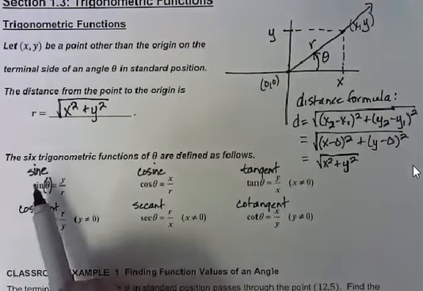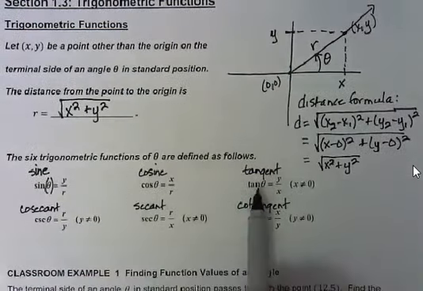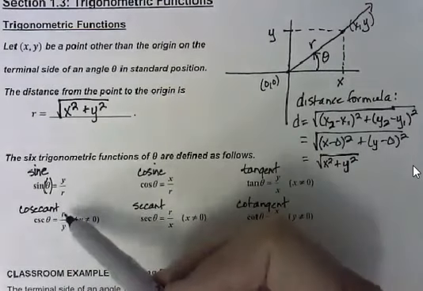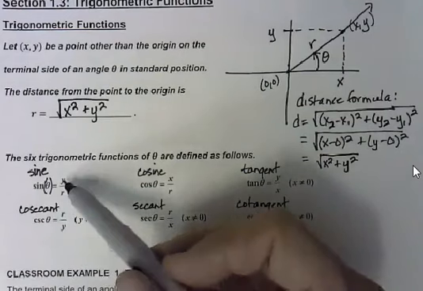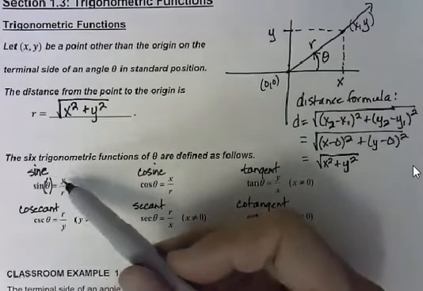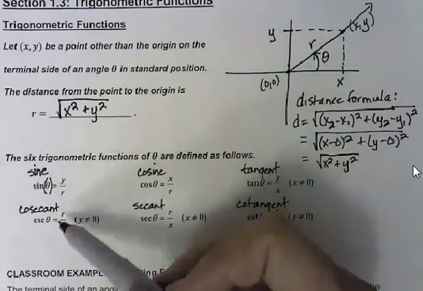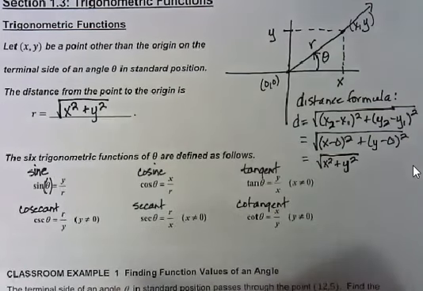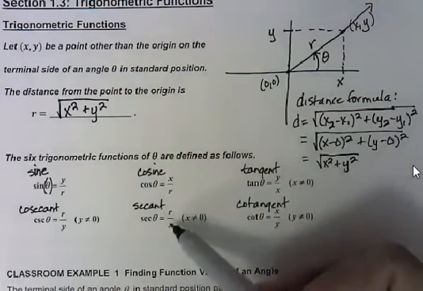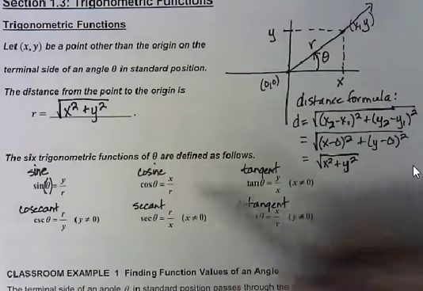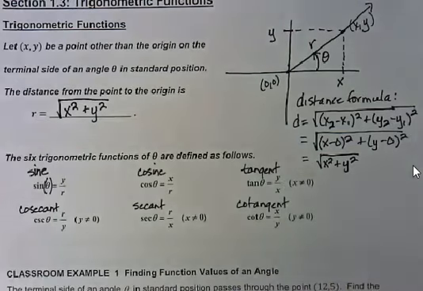The 3 main trig functions are sine, cosine, and tangent. Cosecant, since it's r over y instead of y over r, it's actually just the reciprocal of sine. So if we knew the sine of theta, we could get the cosecant just by taking the sine value and flipping it over. Same thing with cosine and secant. Secant is the reciprocal of cosine, and cotangent is the reciprocal of tangent.